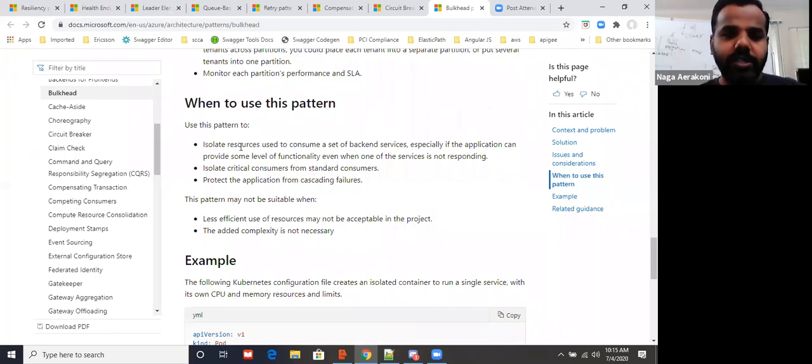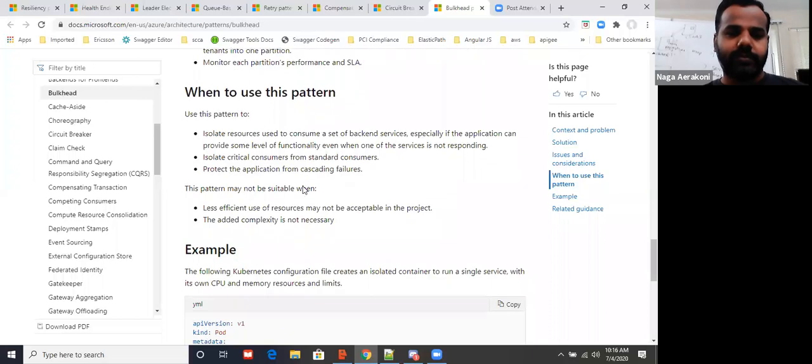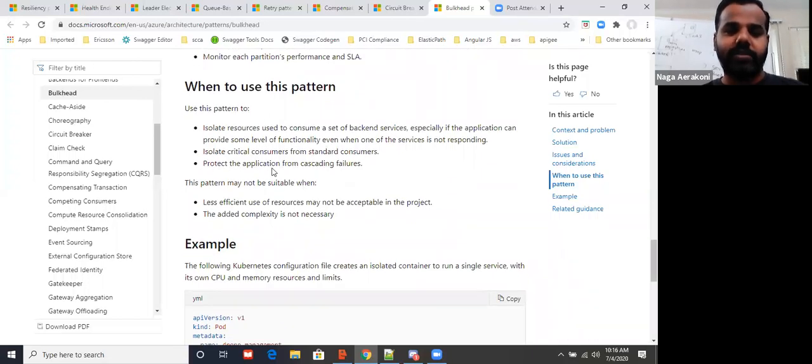We use this pattern to isolate the resources to consume a set of backend services which fall into a certain domain in your application or a certain category. As an example, you can isolate all the critical backend services into one category and non-critical into another, so that even if non-critical fails, you can continue to serve critical. This way of isolation also helps protect the application from cascading failures.